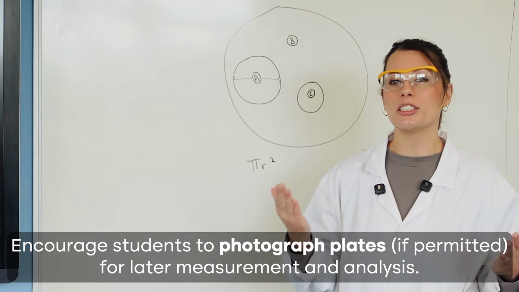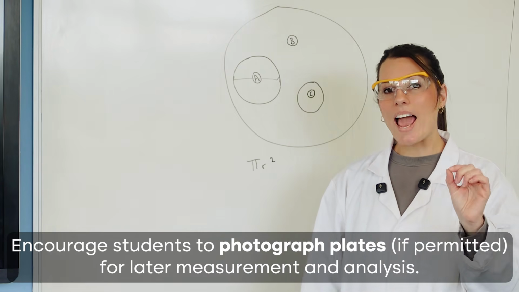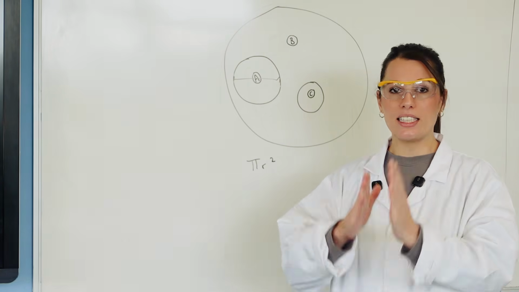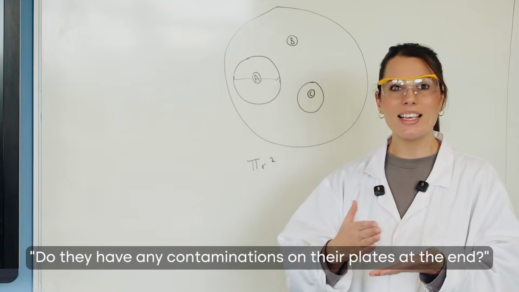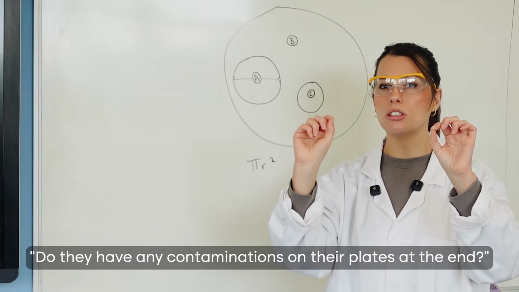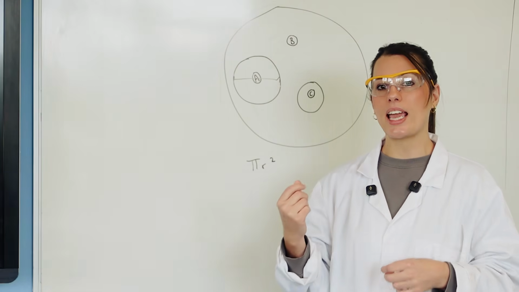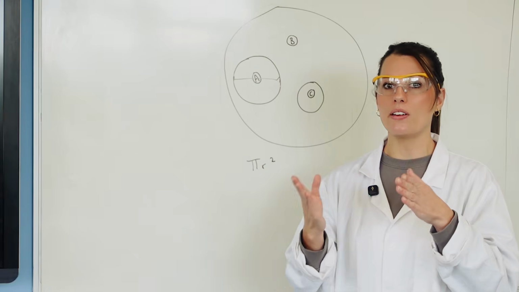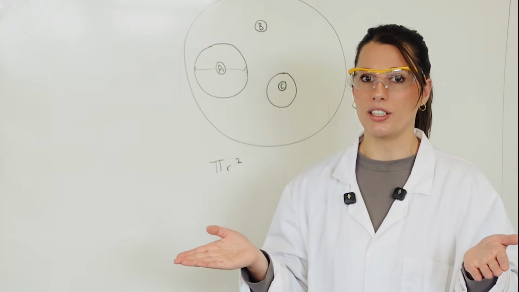I would always encourage them to take photos so that you've got that to look back on and to put in with your results. And also it's useful to be able to see, did they work completely aseptically? And we can tell that by, do they have any contaminations on their plates at the end, which would look like different colored dots, often like a bright orange color or a darker yellow color, indicating different bacteria has grown other than the E. coli. Or if you have anything really furry, then that is your fungus that is growing.